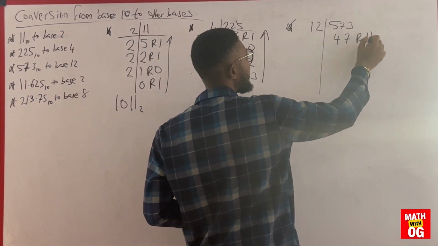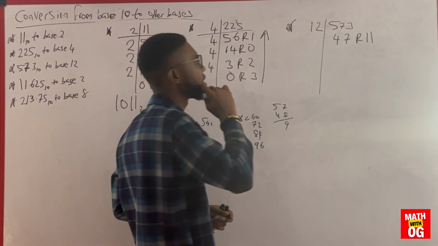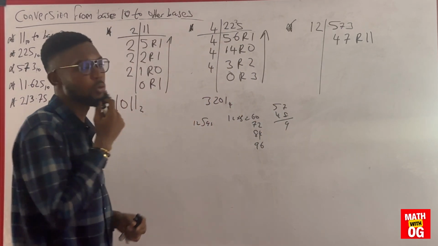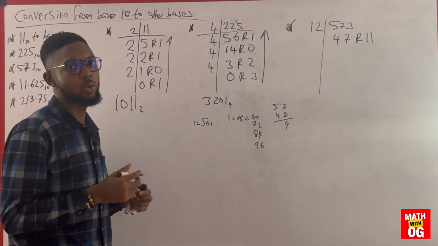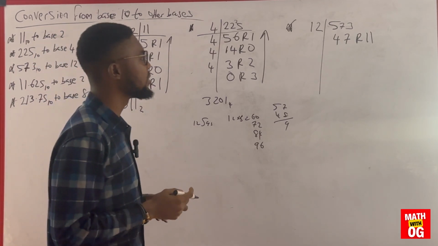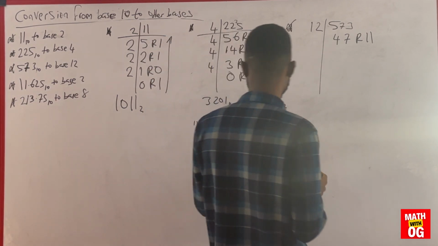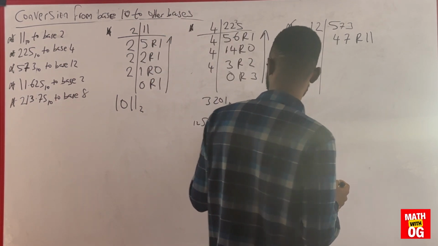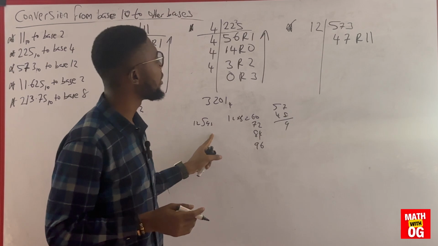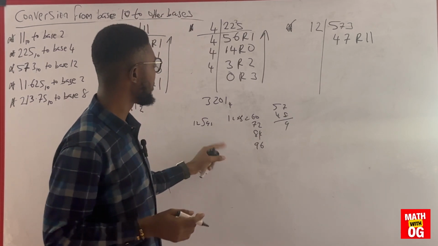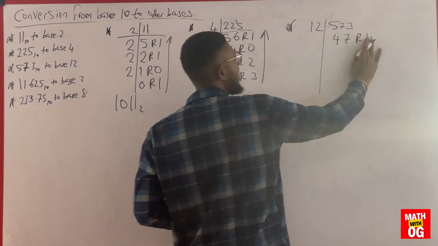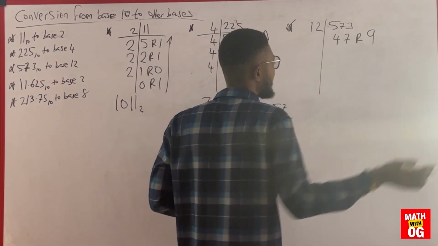And remember, we don't represent 11 as a digit when we are dealing with number bases. So I'll have to change that to an alphabet. 11 is simply B. Okay, let's check again. I say 12 will go into 93 7 times. Sorry, I have a remainder of 9. So that was an error on my part.